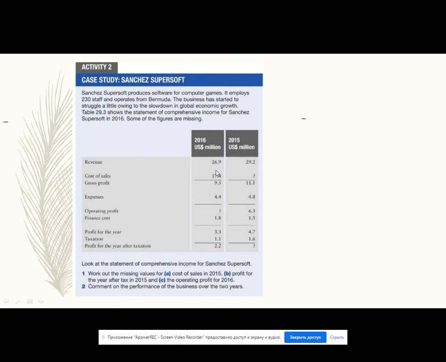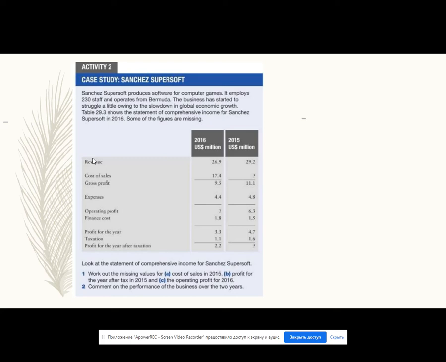So as you can see, the performance worsened. And the main reason for this is a decline in sales revenue. And this could happen because of fierce competition in the market. Or maybe this could happen because of low customer satisfaction, or worsening economic situation. And to boost profit for the year after taxation, Sanchez Supersoft should focus on sales revenue. Okay, that's it. It's done.